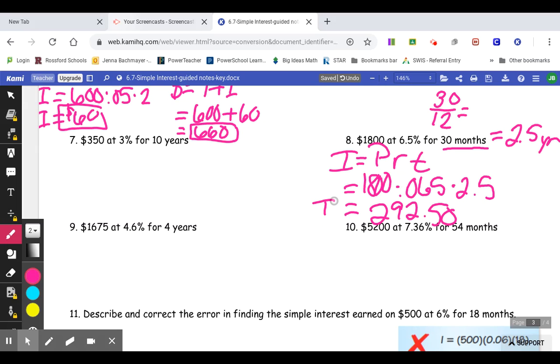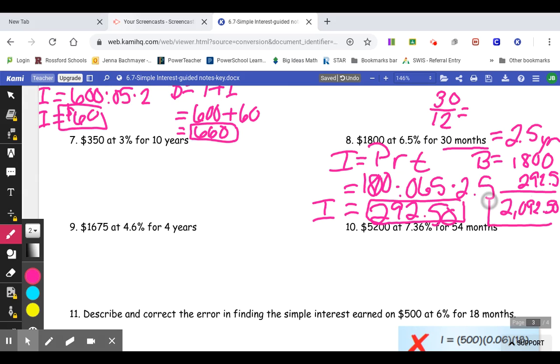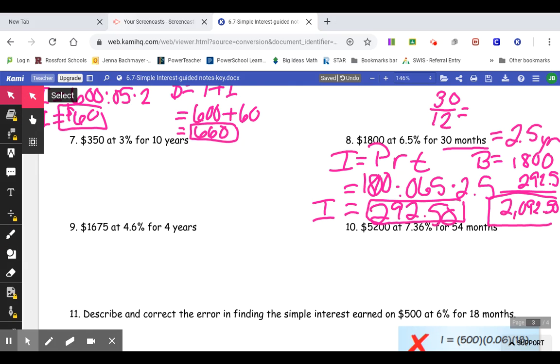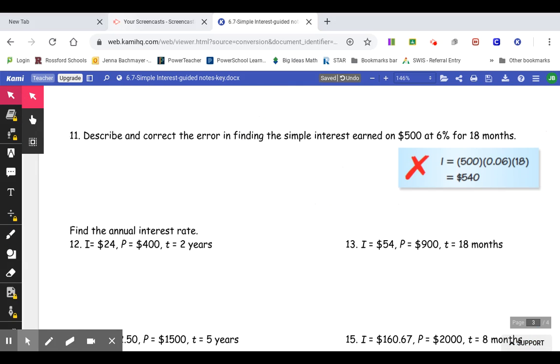So this is my interest, but I also want to find my balance. So my balance is going to be my 1,800 plus my 292.50. Okay, so our total that we should get is $2,092.50. So that's our balance in our account after 2.5 years. Okay, go ahead and pause the video and you can try the rest of them on your own.